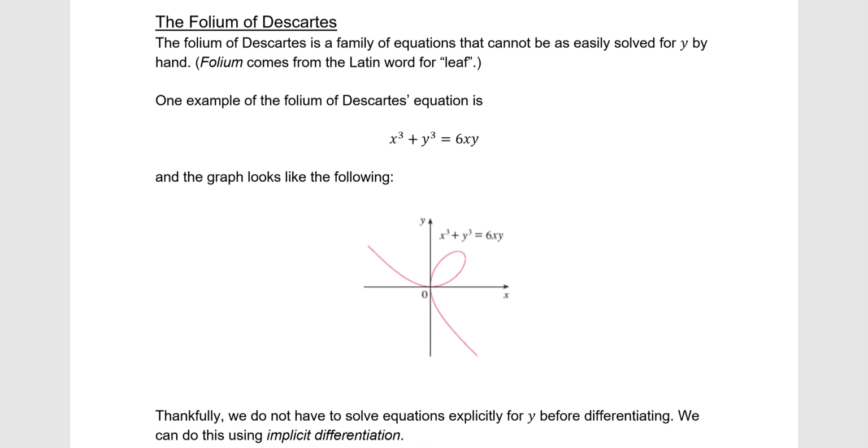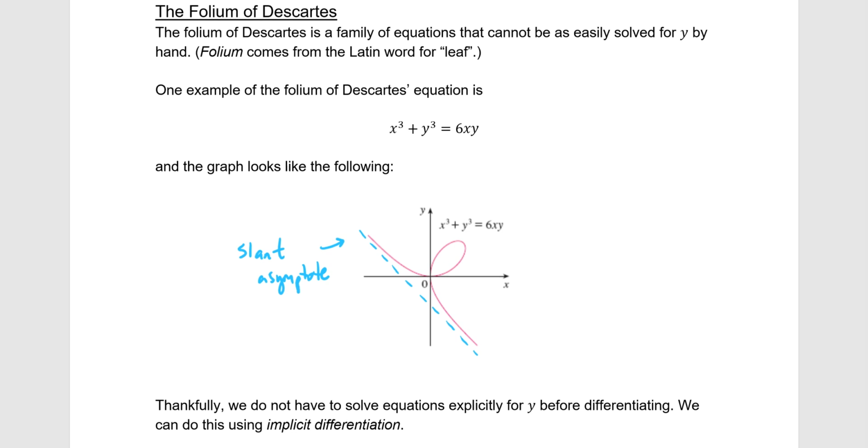And here is the graph of it right down here. So there's actually a slant asymptote right there for the graph, just kind of another interesting feature of it. So this is what this particular folium of Descartes' equation looks like. You can see here, if we were trying to solve this for y, it would not be very easy. So thankfully we don't have to solve these for y, and now we're going to introduce implicit differentiation for when we're trying to take the derivative of something like this right here.